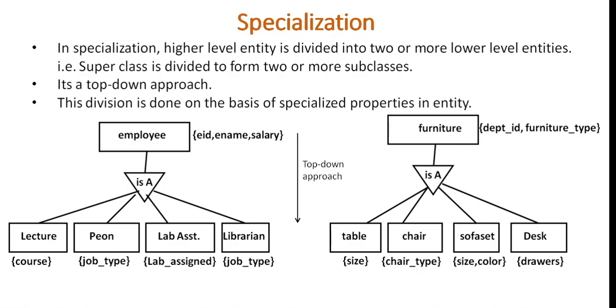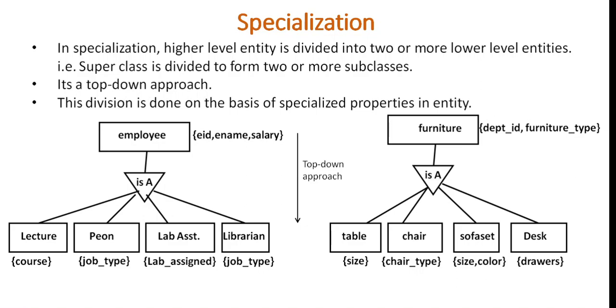So this furniture superclass can be divided into subclasses like table. Furniture is a table, furniture is a chair, furniture is a sofa set, furniture is a desk. So table, chair, sofa set, desk, these can be lower level entities which are specialized or divided from the furniture superclass. When we say furniture is a table, then table has an additional attribute, that is size. Then chair has an additional attribute, chair type. The sofa set has additional attributes, size and colors.